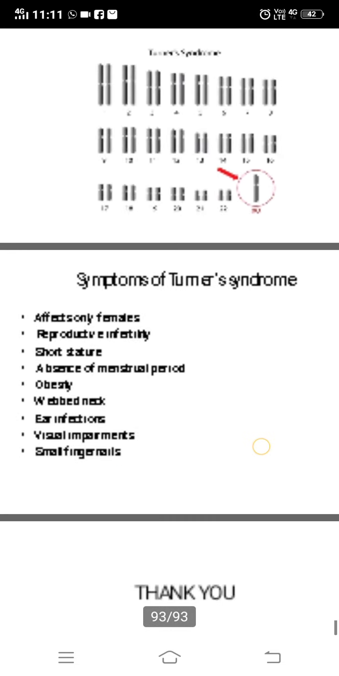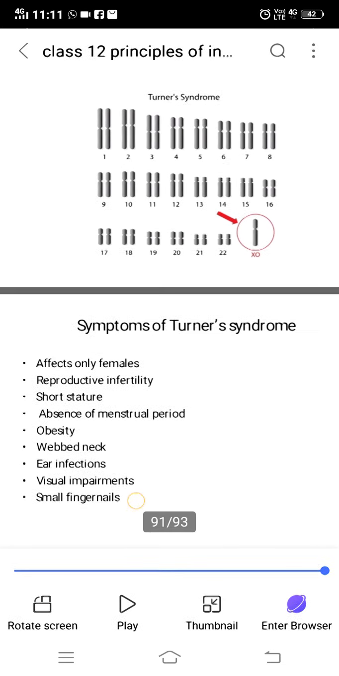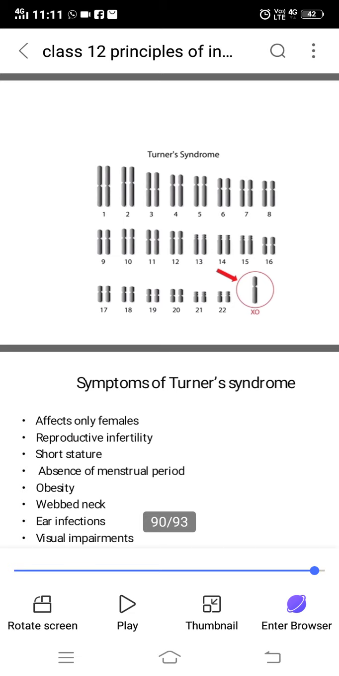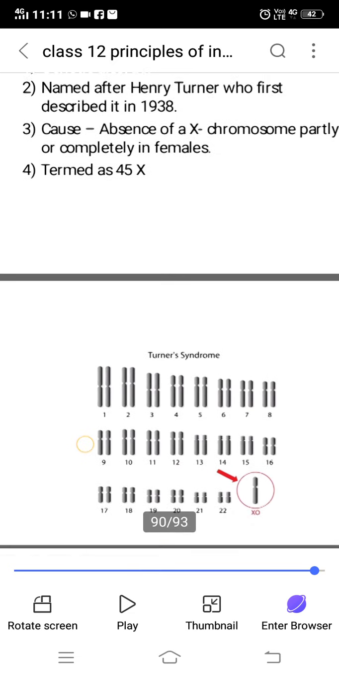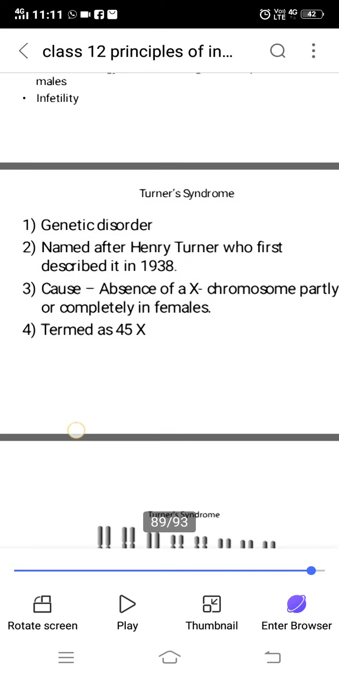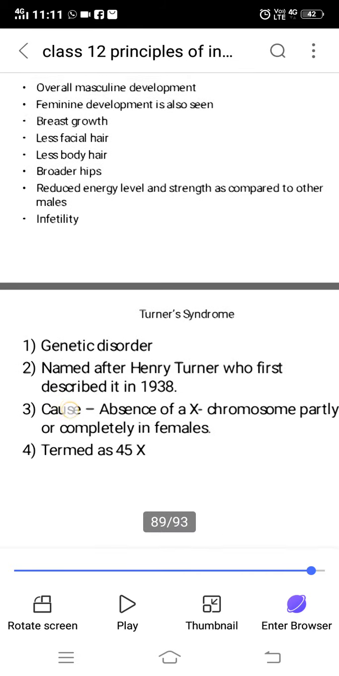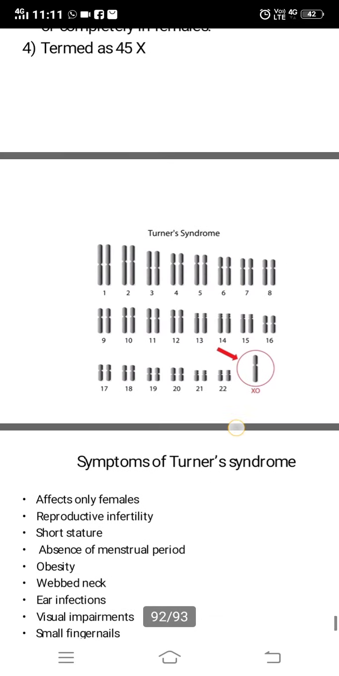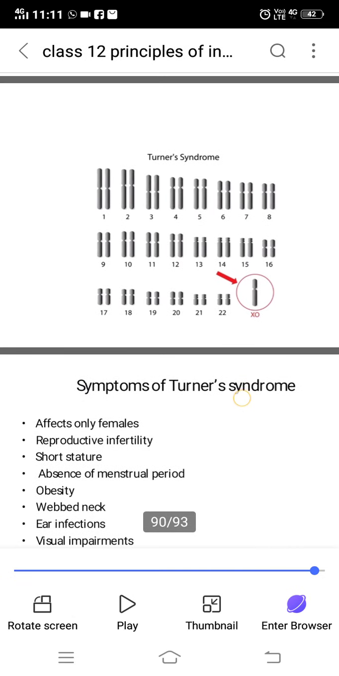Symptoms are, it affects only females. Reproductive infertility, short stature, absence of menstrual period, obesity, webbed neck, ear infections, visual impairments, small fingernails. All these are the symptoms of Turner syndrome that happen because there is a missing X chromosome. Klinefelter syndrome happens because there is one more X chromosome, an extra X chromosome. Okay, so these are the genetic disorders we have studied. Thank you.